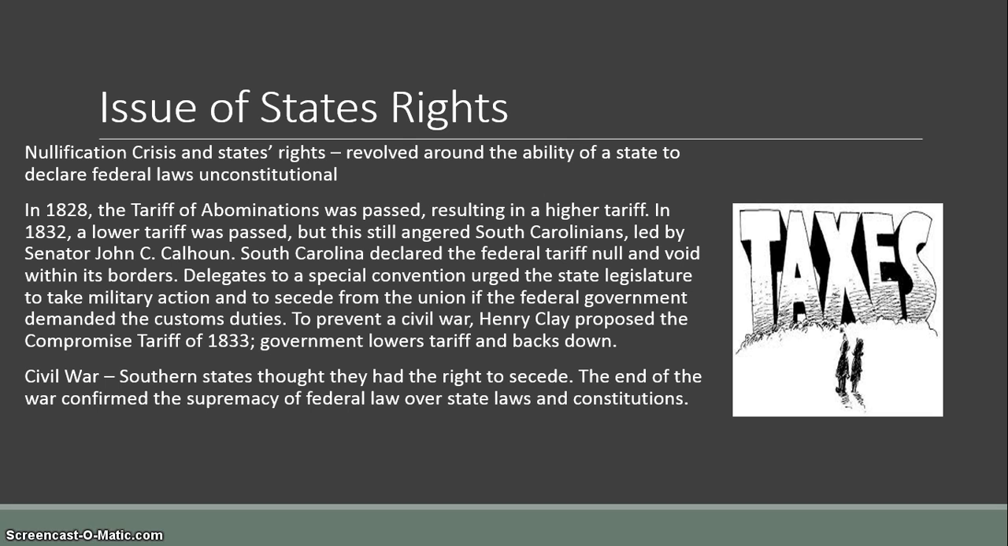And this issue comes back up a little more than 30 years later with the Civil War. Southern states thought they had the right to secede. They thought that the federal government wasn't protecting their rights. And because the federal government wasn't protecting the Southern rights, it's our right that we end this confederation and we create our own. And this leads to a whole mess ton of problems that we'll get to next week when we actually talk about the Civil War.